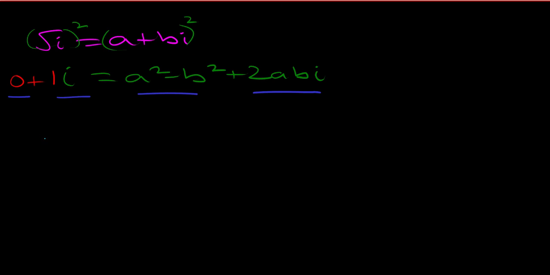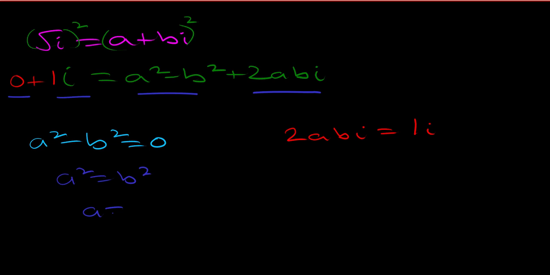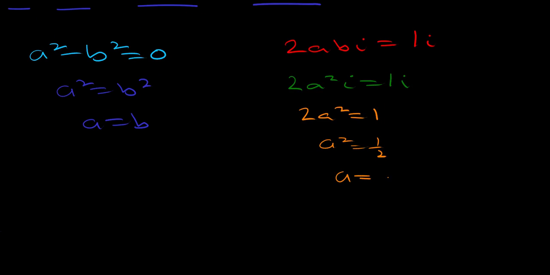So we can write equations a squared minus b squared is equal to 0, and 2ab i is equal to 1i. From the first equation, we know that a squared is equal to b squared, therefore a is equal to b. And we can just substitute this into the second equation, and we get 2a squared i is equal to 1i. Dividing by i on both sides, we get 2a squared is equal to 1. Therefore, a squared is equal to 1/2. So, a is equal to 1 over square root 2, or root 2 over 2.